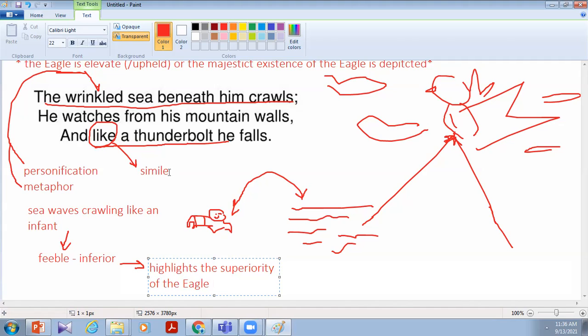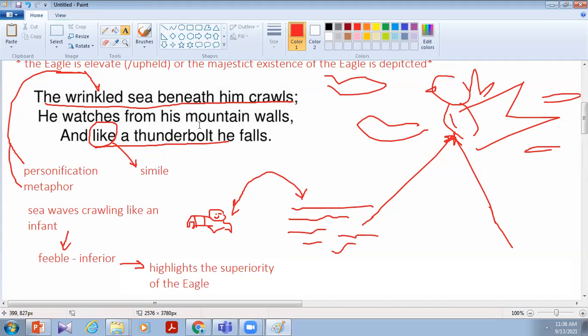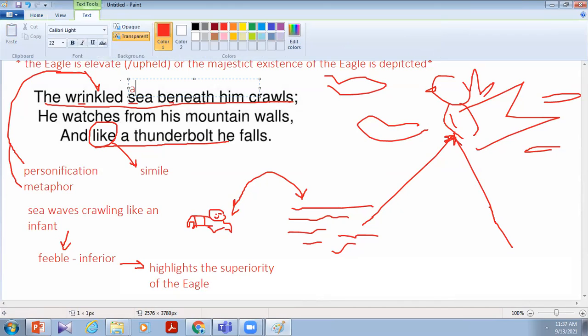Okay, so, wrinkled sea beneath him crawls. You can see assonance there, no? Wrinkled sea beneath him crawls. Yes, you can see assonance in this part. Wrinkled sea beneath. The E sound is what you call assonance. Right? Assonance. And then after that, what do we have?